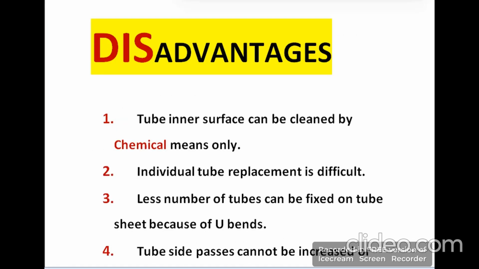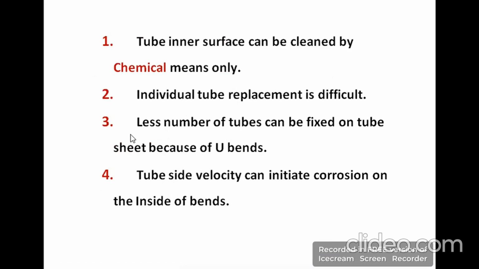Disadvantages of the U-tube heat exchanger. The first one is that the tube inner surface can be cleaned only by means of chemicals, so it will be costly. The second one is that individual tube replacement is difficult as these tubes are in the form of a bundle. According to the third point, these tubes have a U-shape, and due to this design, fewer tubes can be fixed on the tube sheet. According to the fourth point, tube side velocity can initiate corrosion on the inside of the bends. Again, due to these bends, corrosion may start.